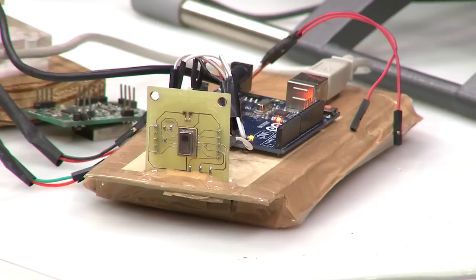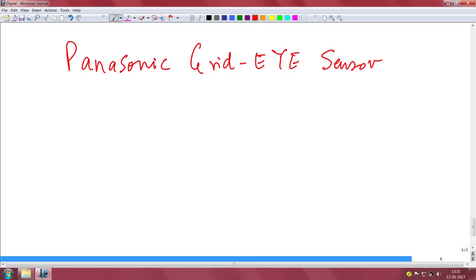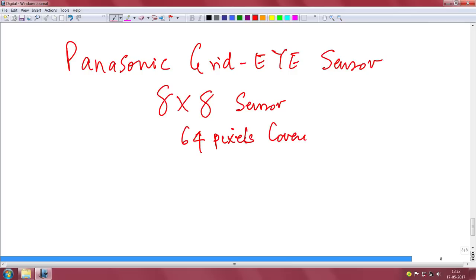Okay. So let us shift our focus to another type of sensor, which is essentially a sensor from a company called Panasonic. This is a Panasonic Grid-EYE sensor. This sensor is an 8x8 sensor. That means there are 64 pixels covering a certain area of temperature measurement, an area of measurement.